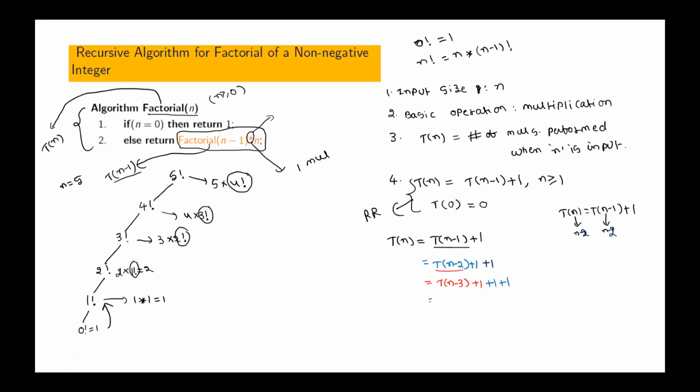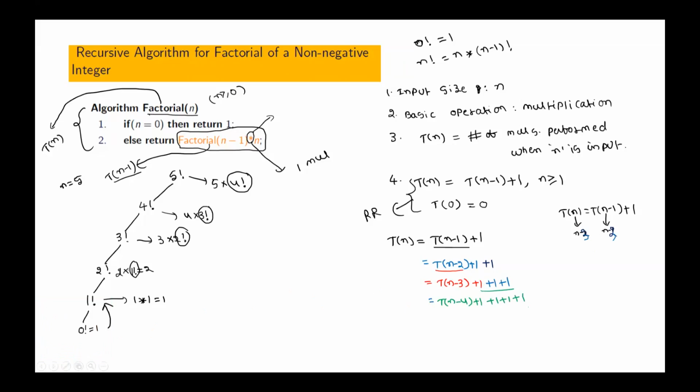What is T of n minus 3? Wherever n is there, n minus 3. What is T of n minus 3? T of n minus 4 plus 1. Already this is plus 1 plus 1 plus 1 is there. I have written like this.